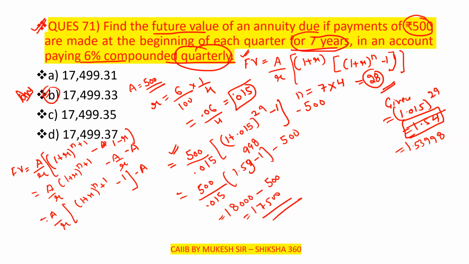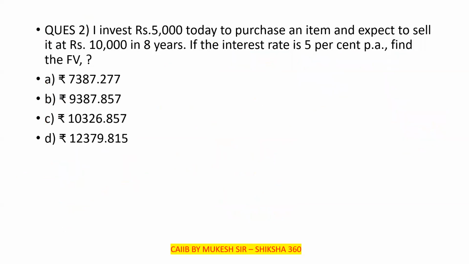Now move to the next question. Question number 2, very easy question. Please tell fast what is the answer of this question. What it says is that I invest rupees 5,000 today to purchase an item, we can say like Rohan, and expect to sell it at rupees 10,000 in 8 years.